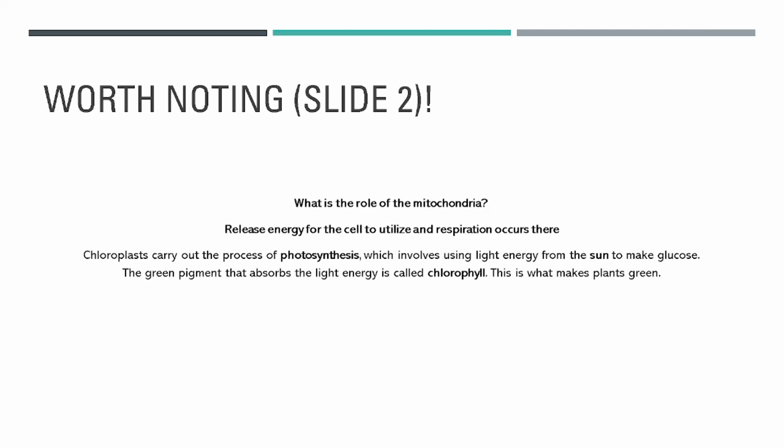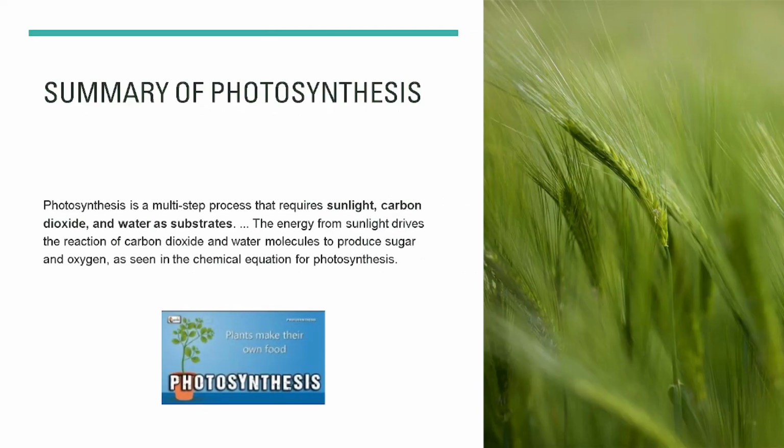So what's the role of the mitochondria? It releases energy for the cell to utilize, and respiration occurs there. Chloroplasts carry out the process of photosynthesis, which involves using light energy from the sun to make glucose. The green pigment that absorbs the light energy is called the chlorophyll. This is what makes plants green.